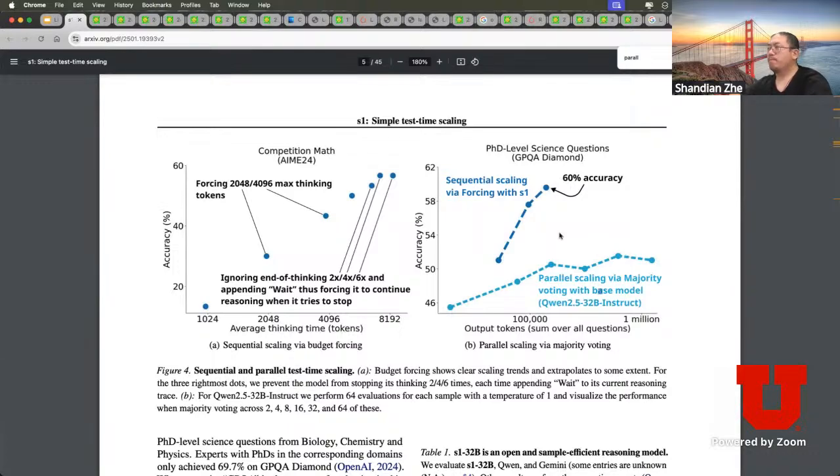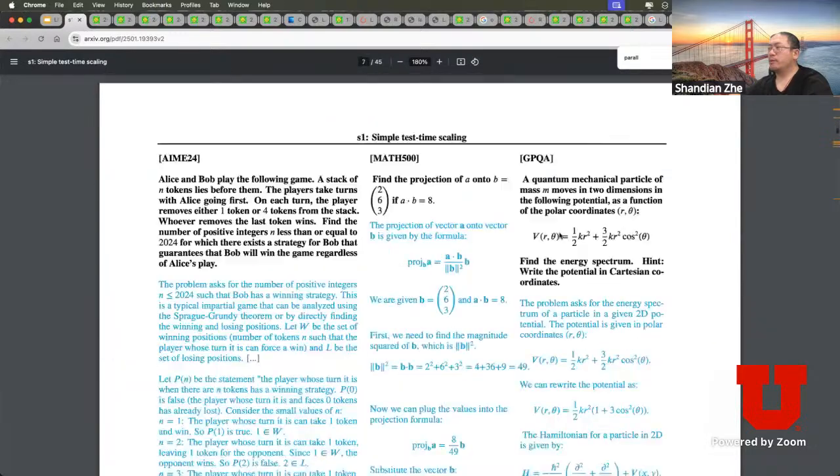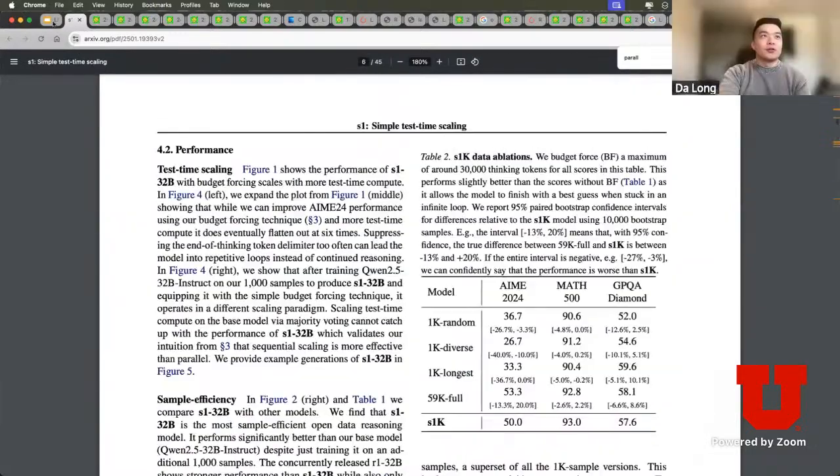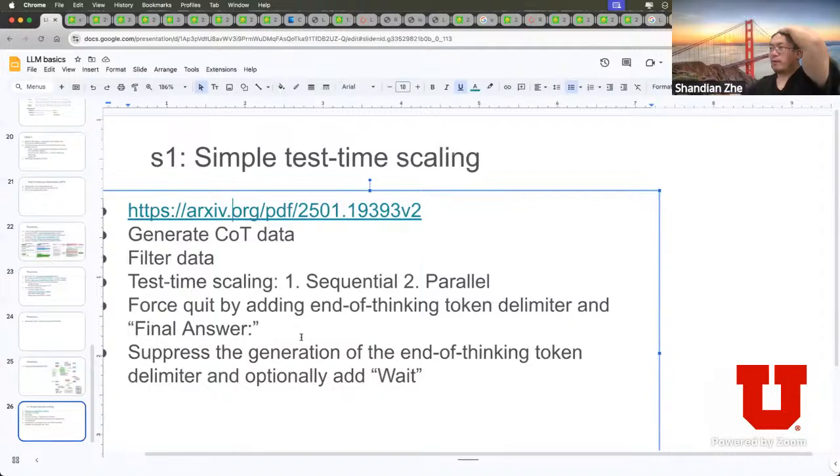Okay. That's all I want to introduce. Yeah. So that's it. So that's all of the paper. Okay, very good. Very good.